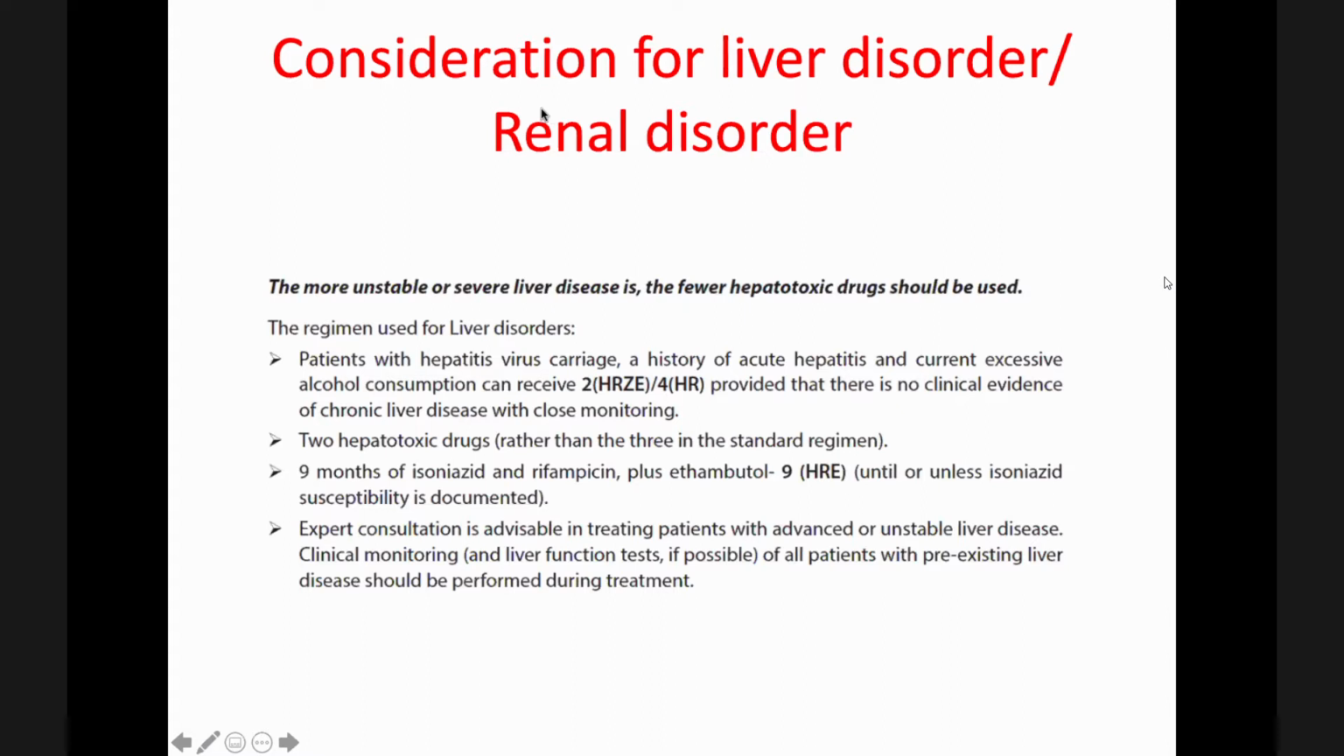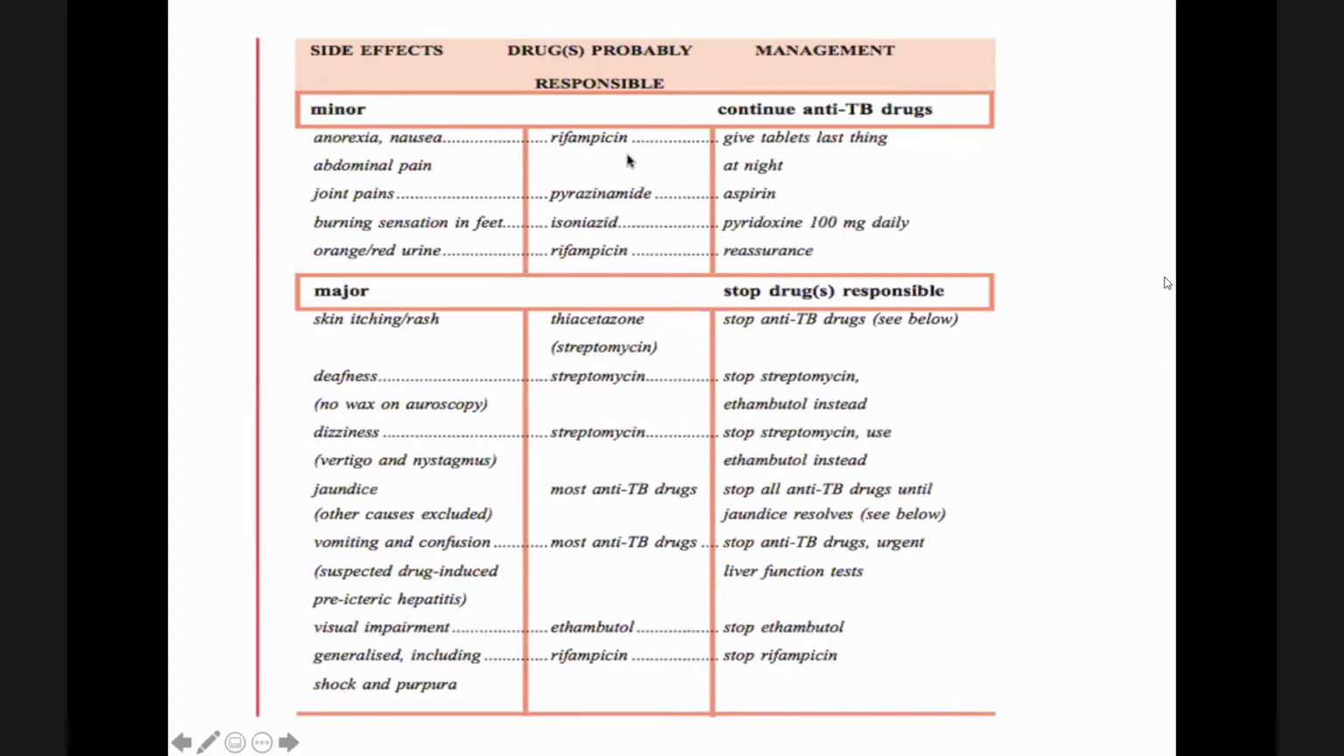Now we have to consider that once we start TB treatment, there is always a high chance of liver toxicity. This is a clinical thing that you are going to encounter in your clinical practice. So what to do if the patient develops a liver disorder? This is very important. These are the side effects you are going to see.